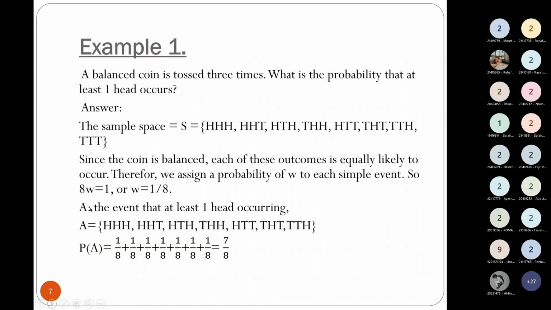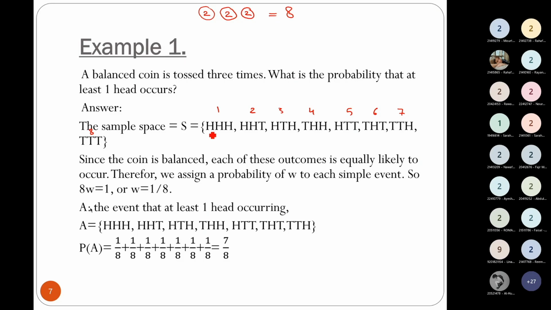Now, the example: a balanced coin is tossed 3 times. The first time we have 2 faces, the second 2 faces, the third 2 faces. So how many outcomes? We have 8 outcomes. So the sample space has 1, 2, 3, 4, 5, 6, 7, 8 outcomes.